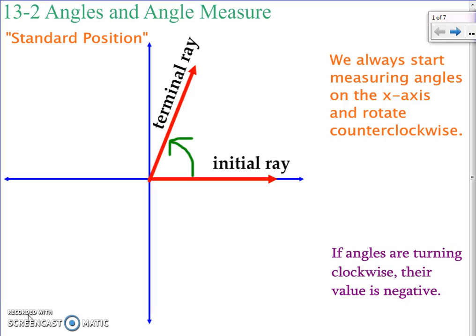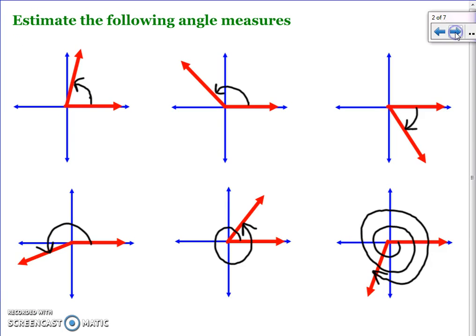We're going to be talking about angles first of all, and they all are going to be on an XY graph in this section. They're all going to have a starting or initial ray on the x-axis, and then the terminal ray is going to be anywhere on there, okay? We always measure counterclockwise unless the angles are negative, then we spin the opposite direction, okay? But we always go up first for the positive ones. So let's estimate these right here.